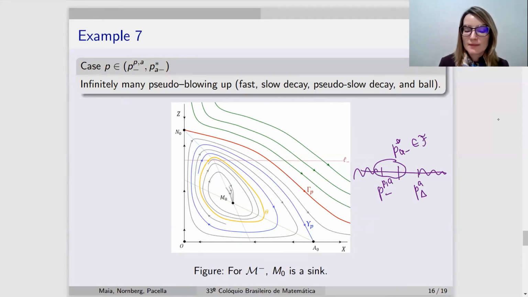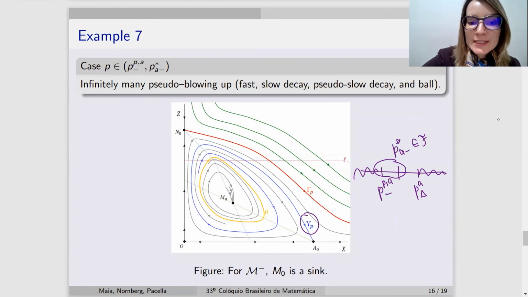we can see that a periodic orbit is required because the regular trajectory is blowing up and M0 at this moment is a sink. So we need to have an alpha blowing up solution admissible for the fast decaying trajectory. And that's why this periodic orbit needs to appear. So from this, we have the existence of infinitely many pseudo blowing up solutions, which are singular solutions of pseudo blowing up type.